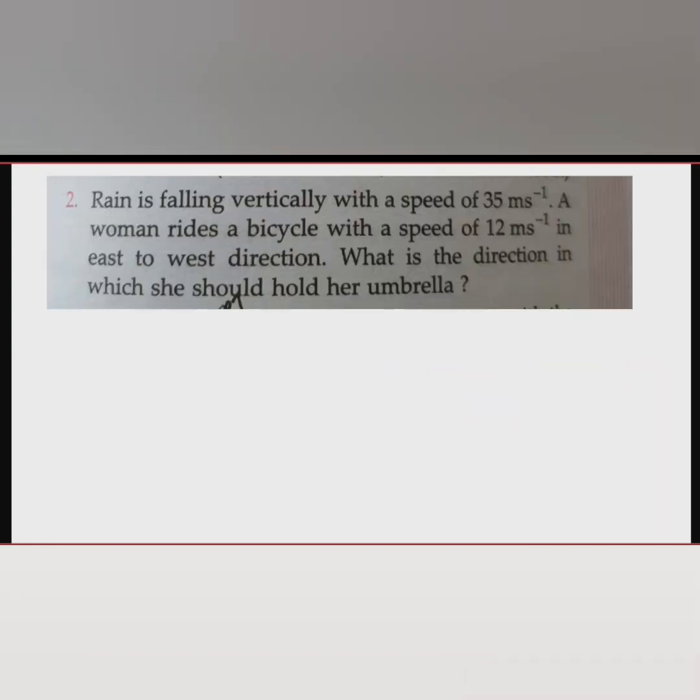Coming to our next question. Rain is falling vertically with a speed of 35 meters per second. A woman rides a bicycle with a speed of, I think this is an NCERT question. So rain is falling vertically with a speed of 35 meters per second. A woman rides a bicycle with a speed of 12 meters per second in east to west direction. So this is velocity of woman. What is the direction in which she should hold her umbrella?